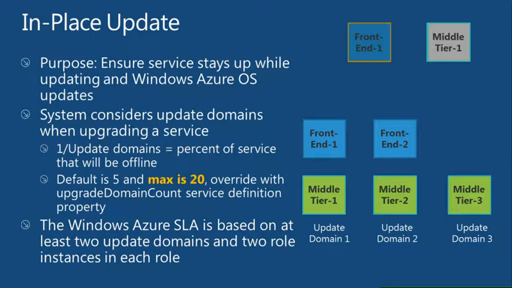If you've got 5 update domains and 5 instances, your VMs are across 5 servers now so that we can update the servers without taking down more than one update domain. And our SLA, then, is based on this with you.